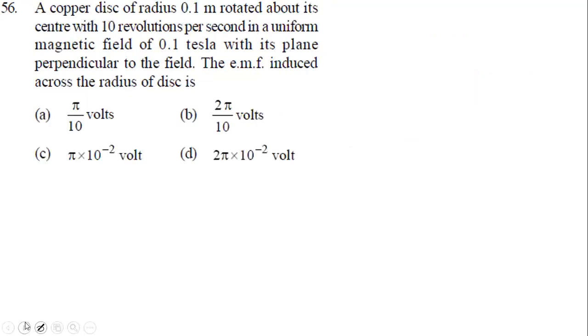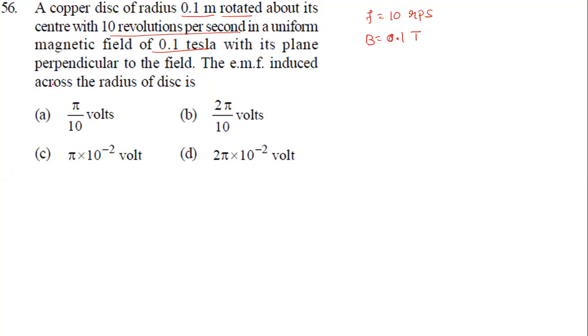Next, look at the next question. A copper disc of radius 0.1 meter is rotated about its center with 10 revolutions per second, which means frequency is 10 RPS, in a uniform magnetic field of 0.1 Tesla.